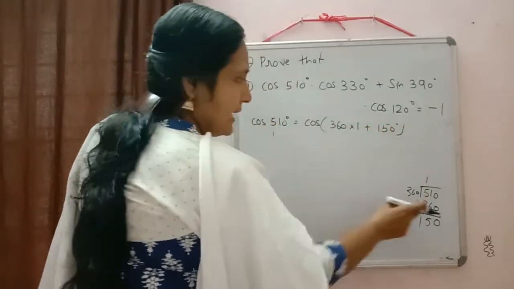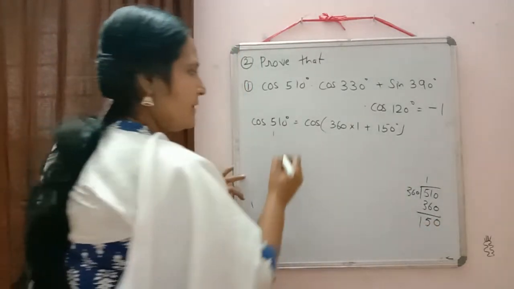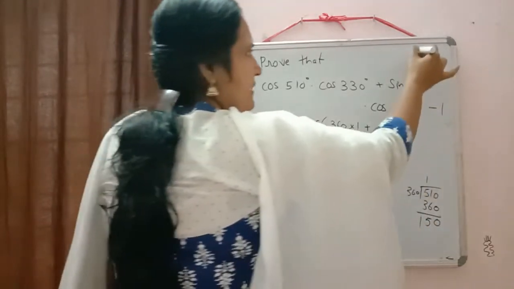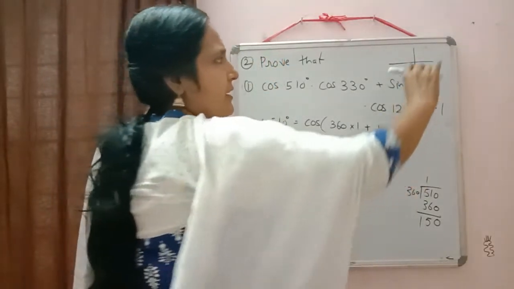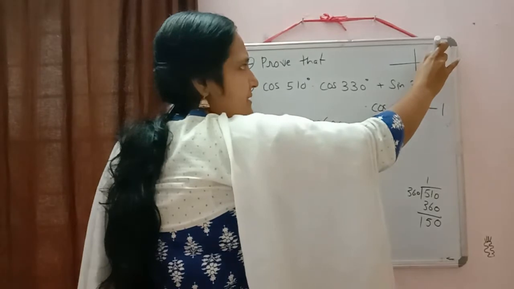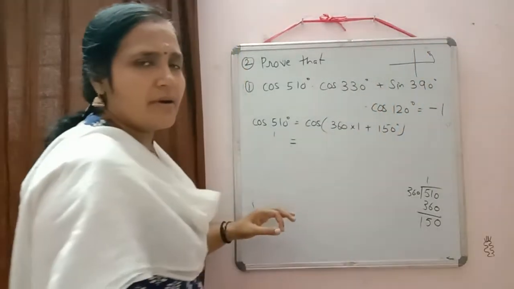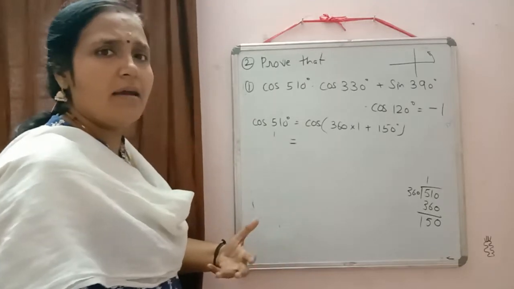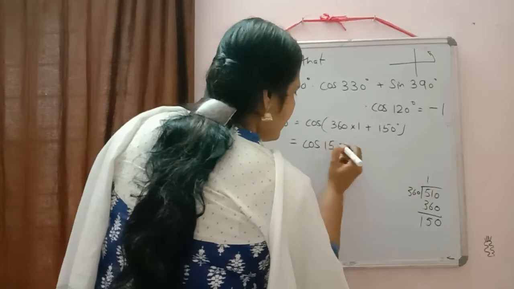How I wrote? Dividend equals divisor into quotient plus remainder. 360 means here, just a rough diagram you can draw. 360 means where we have here at this point. Now plus something means where we will go. Yes, we are going in the first quadrant, and in the first quadrant all are positive. So it will be equal to cos 150 degree.